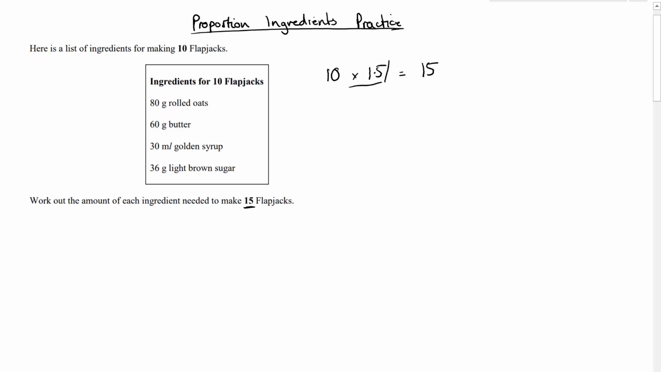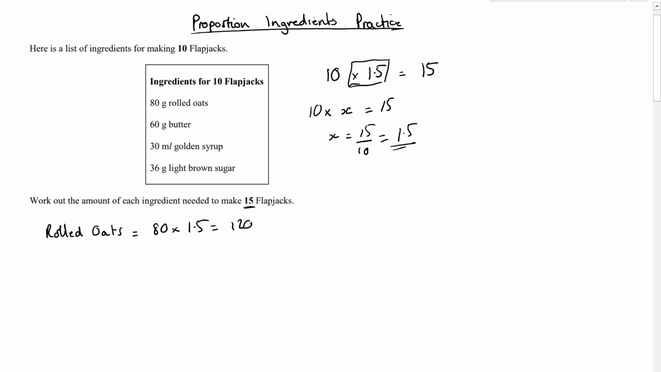Okay, if you're struggling to work these out, you could just put this in a kind of algebraic way. You could say 10 times some multiplier x must be equal to 15. So x must be 15 divided by 10, which is 1.5. But either way, you'll end up with your multiplier being 1.5. So what we're going to have to do to work out each ingredient, we're going to have to take each ingredient and multiply it all by 1.5. So rolled oats is going to be 80 times 1.5, which is going to give 120 grams.